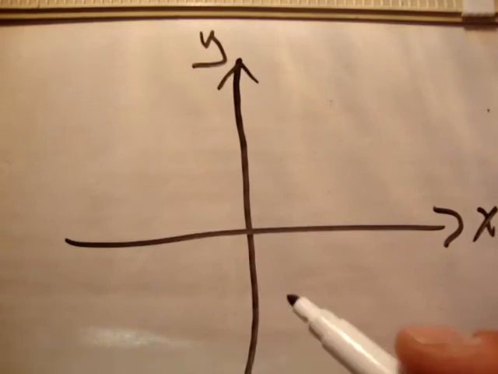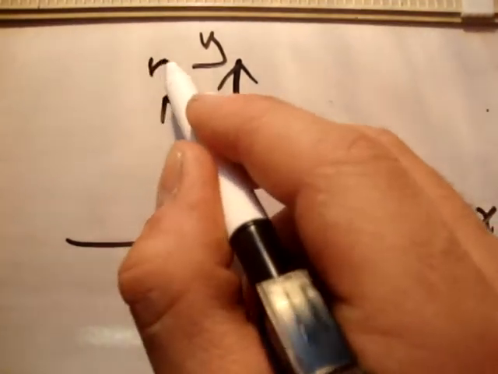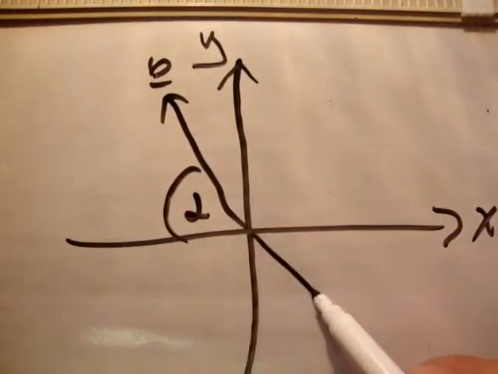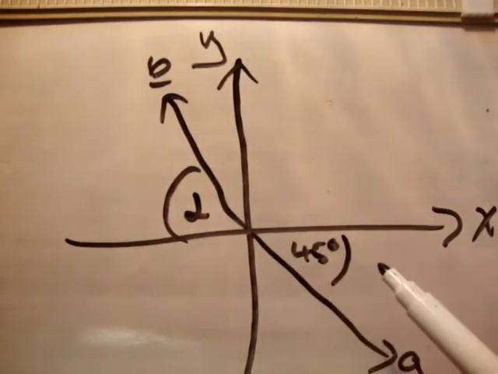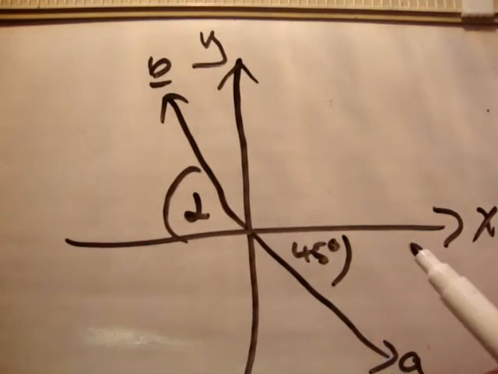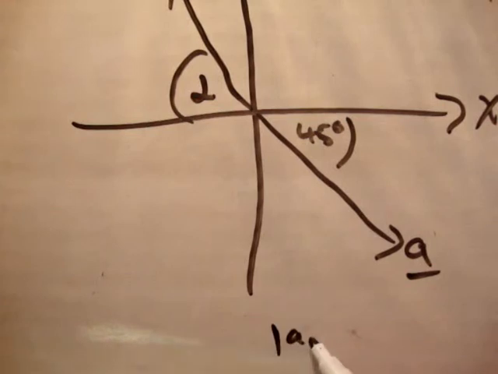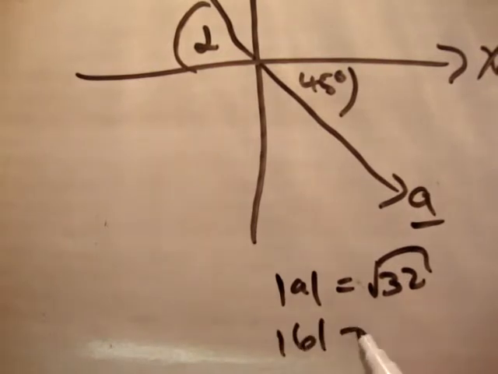So we're given a vector b in that direction, it's called b, and it's got an angle alpha. We're given a vector a at an angle of 45 degrees, like that. We are given that the magnitude of a is equal to root 32. And we're also given that the magnitude of b is equal to 5.